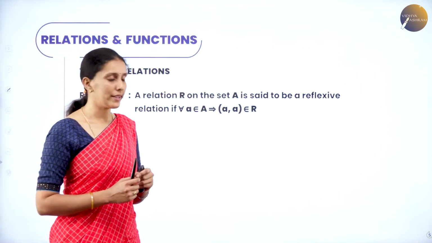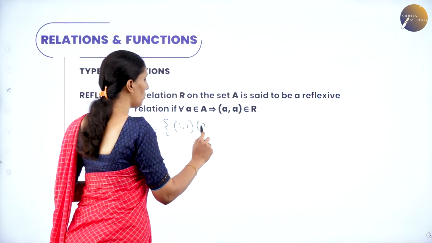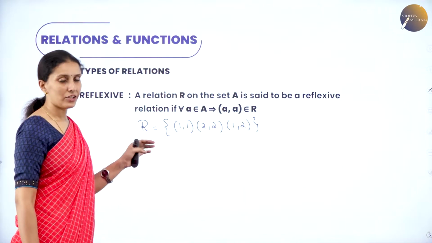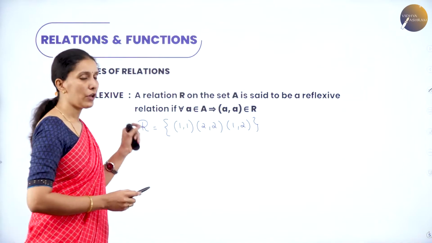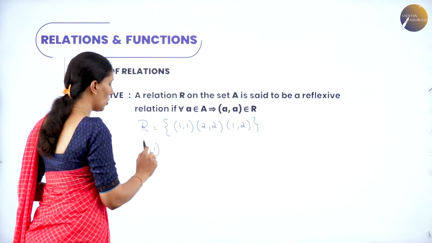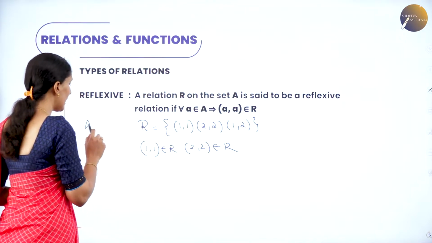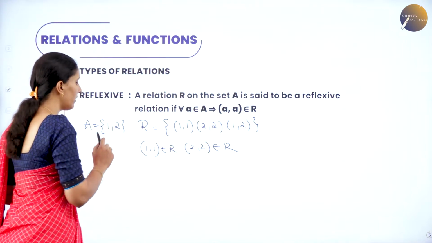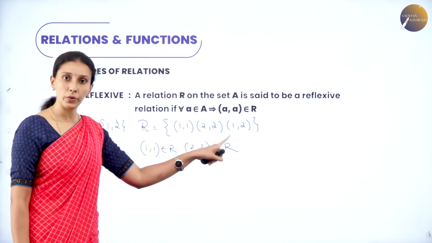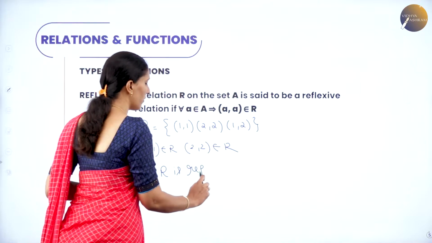Now, let me take one more example of the relation R = {(1, 1), (2, 2), (1, 2)}. So, this is the relation set defined. Just verify whether it is a reflexive relation or not. Here we have (1, 1) belongs to R as well as (2, 2) belongs to R. So, for the set containing only two elements 1 and 2, 1 belongs to A means (1, 1) is in R, 2 belongs to A means (2, 2) is also in R. Hence, we write R is a reflexive relation.